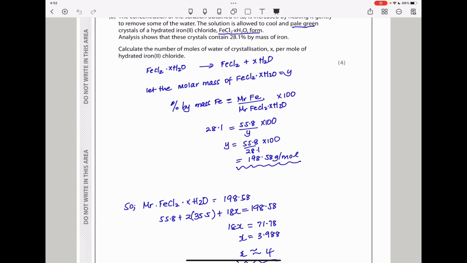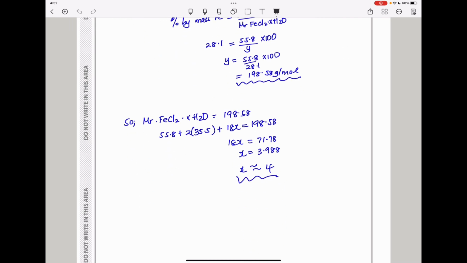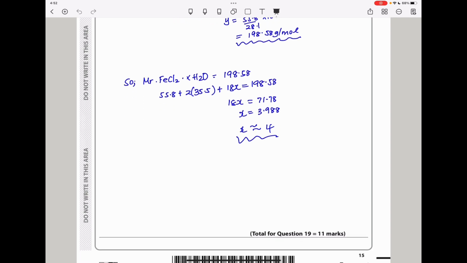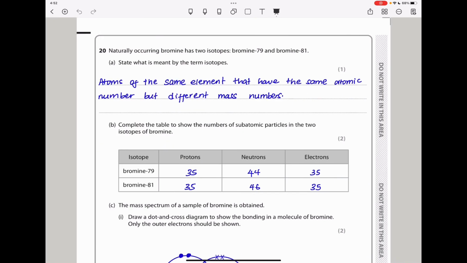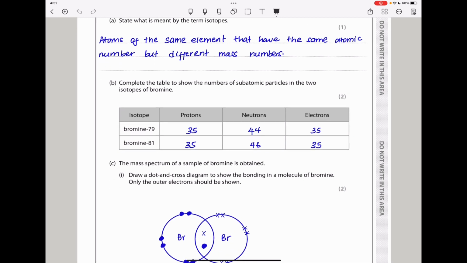And again, remember they asked you to calculate the number of moles of the water of crystallization, x. So x was 4. Moving on to question 20, let's see. Here they say naturally occurring bromine has 2 isotopes. There is bromine-79 and bromine-81. They ask you, state what is meant by the term isotopes. Isotopes are atoms of the same element that have the same atomic number but have different mass numbers. So if you include same atomic number, different mass numbers, that is going to be a perfect definition.